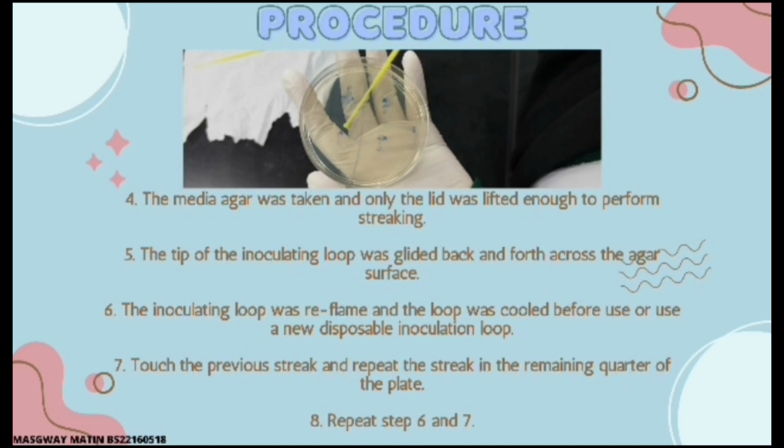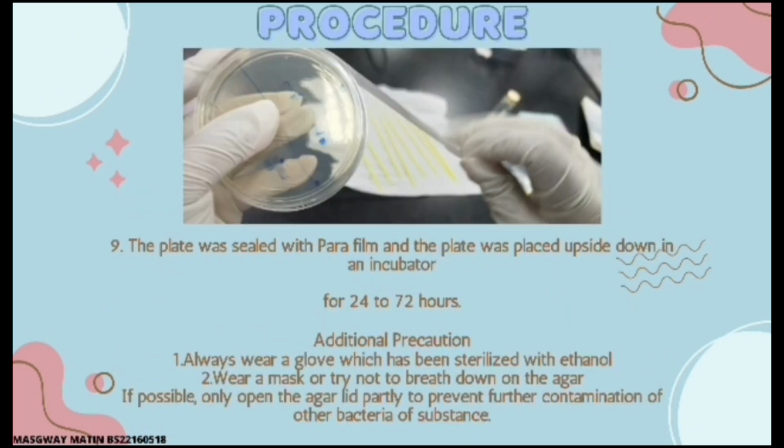Step 6, the inoculating loop was reflamed and cooled before use, or if using a disposable, a new disposable inoculating loop. Step 7, touch the previous streak and repeat the streak in the remaining quarter of the plate. Step 8, repeat steps 6 and 7.